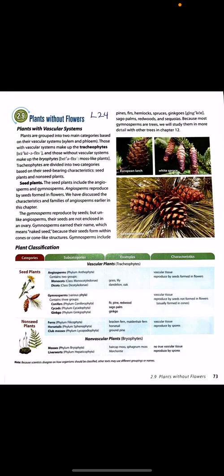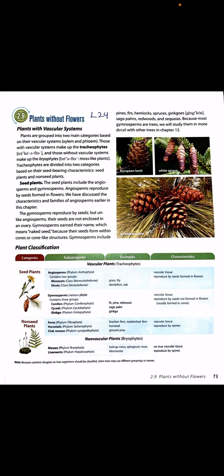7th grade science, chapter 2, section 9, plants without flowers. Plants with vascular systems. Plants are grouped into two main categories based on their vascular system, xylem and phloem. Those with vascular systems make up the tracheophytes, and those without vascular systems make up the bryophytes.